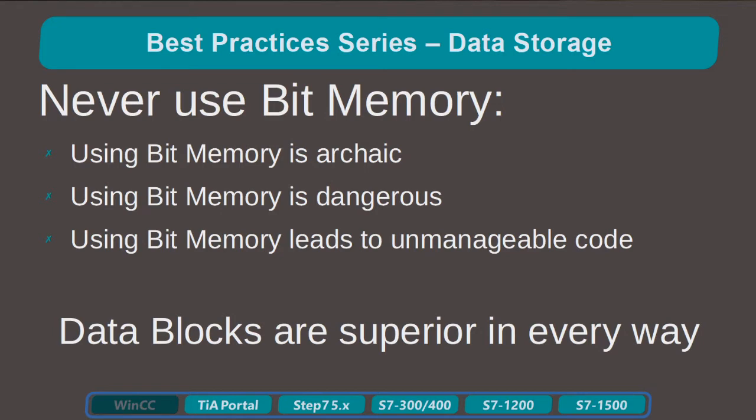And using bit memory leads to unmanageable code because it's very difficult to upgrade PLCs with new PLCs, because the memory addresses can change and so on. Data blocks can do everything that bit memory can do, and they do it much more efficiently. We'll take a look in this video at why.